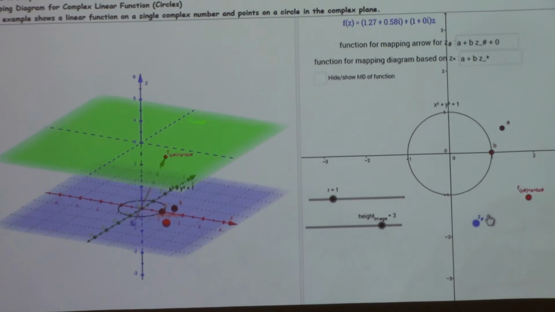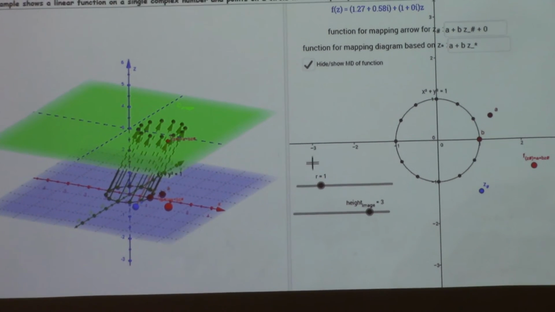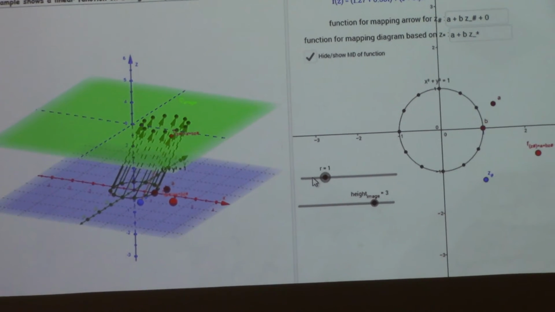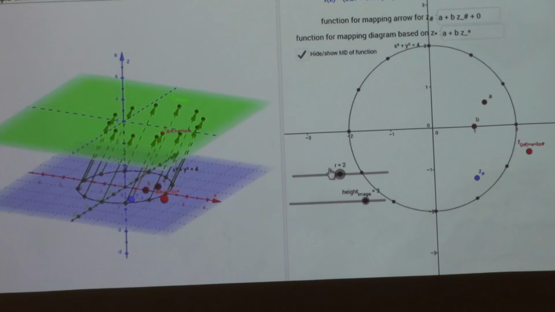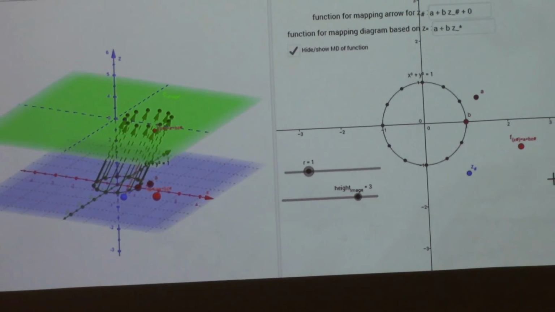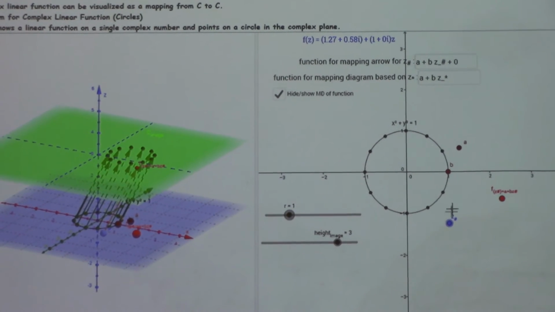What does it look like if I put in all the points on this circle? Here's what it looks like. It's just a shift of the circle, so it looks like a cylinder. And if I change the radius of the circle, it still looks like a cylinder. So that's what addition looks like. What does multiplication look like? That's the interesting thing. So let's take the a and put that down to 0.